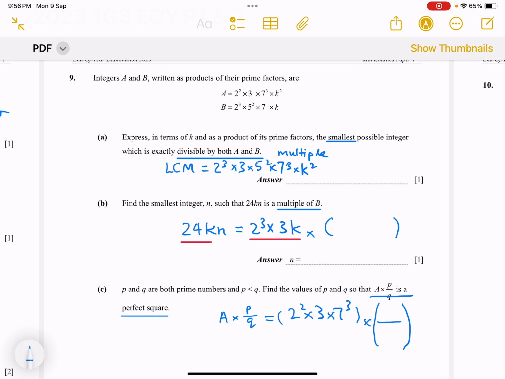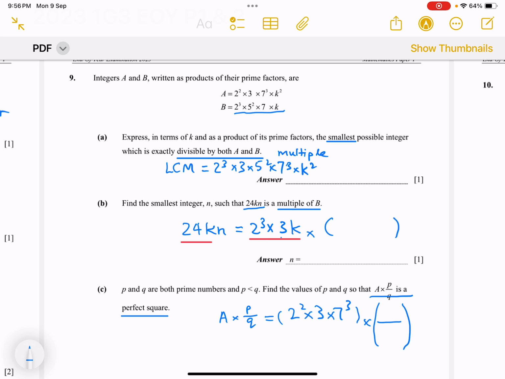Alright, now 24kn. 24k, 24 is 2 cubed times 3, and times k. And if we multiply by a number n, then this will become a multiple of b. Remember that a multiple is usually bigger, so here it is bigger than b. Now what is b? b is 2 cubed. Do we have 2 cubed here? Yes, we have 2 cubed.